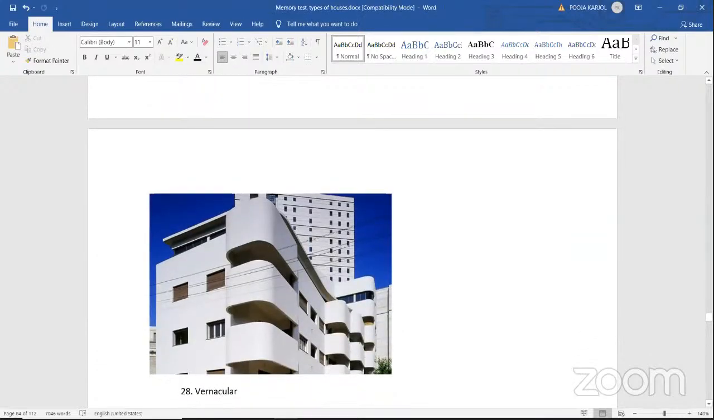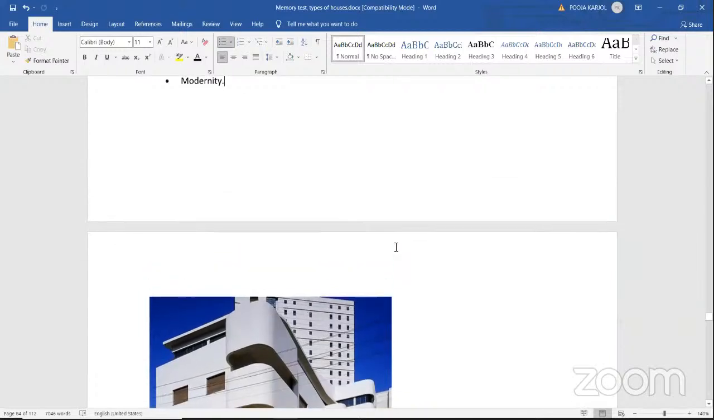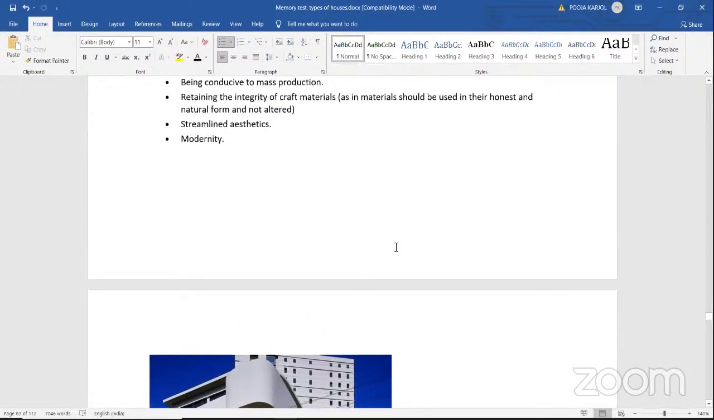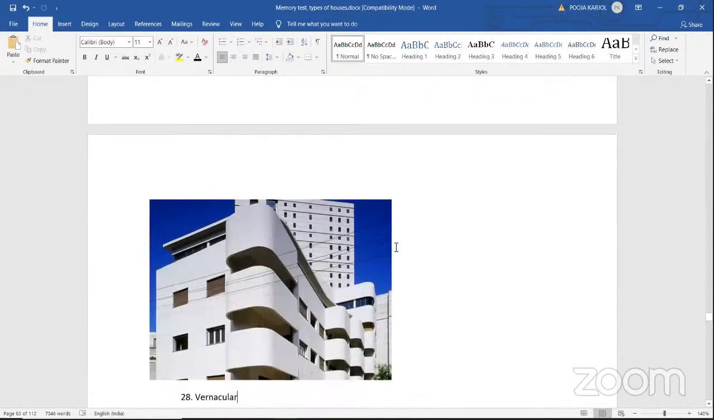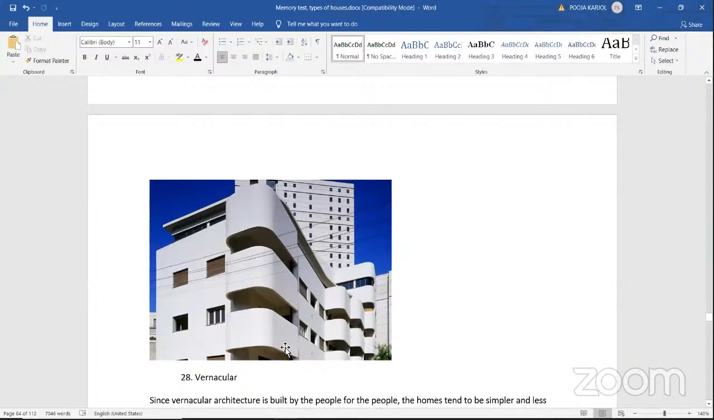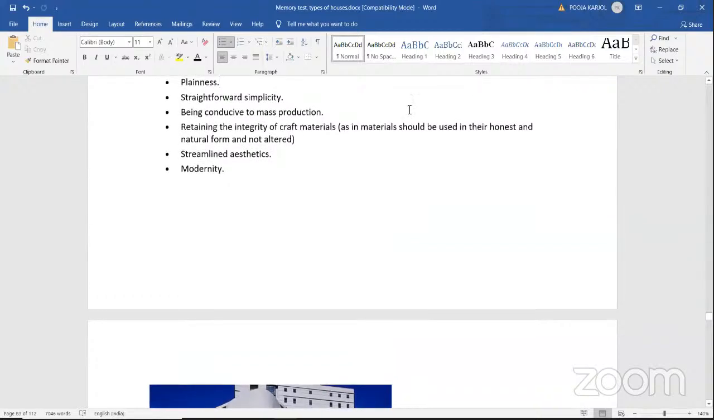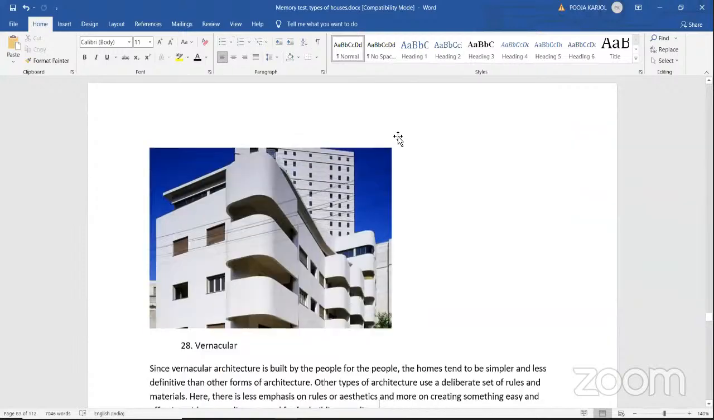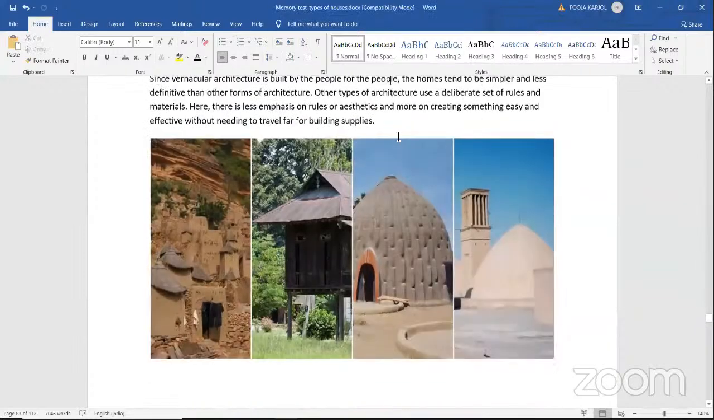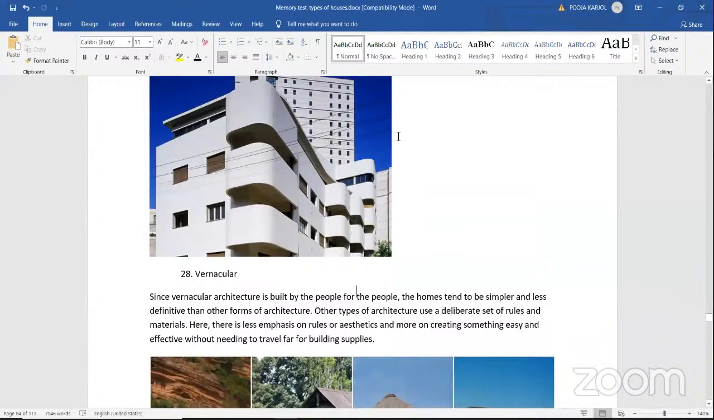This is an example of the Bauhaus architectural style. Simplicity, sleek lines. Not very complicated. Modernity, obviously. Conducive to mass production. There are many flats here, many houses here. Retaining the integrity of craft materials depends on the material used in the construction. Next, vernacular architecture style.